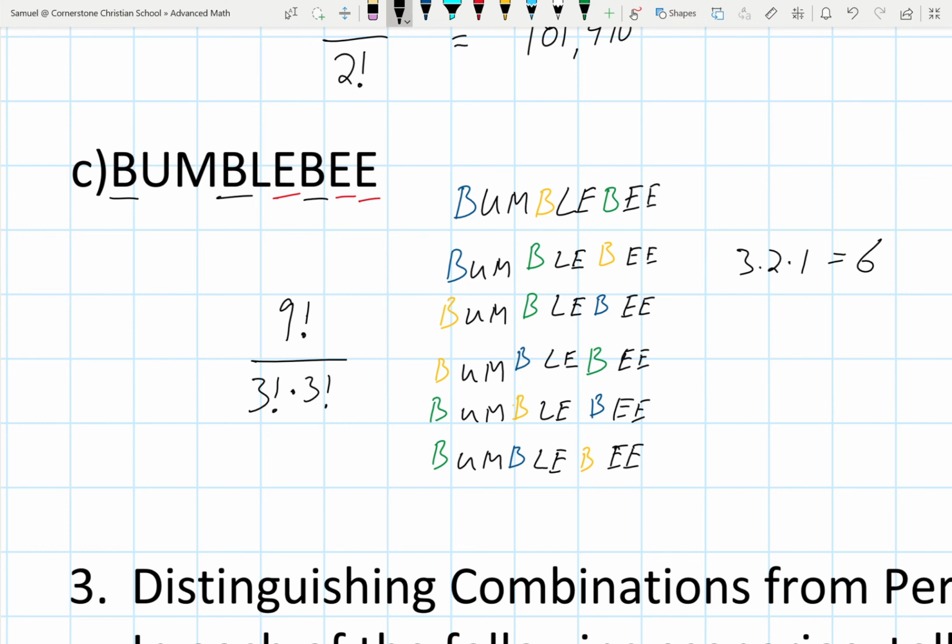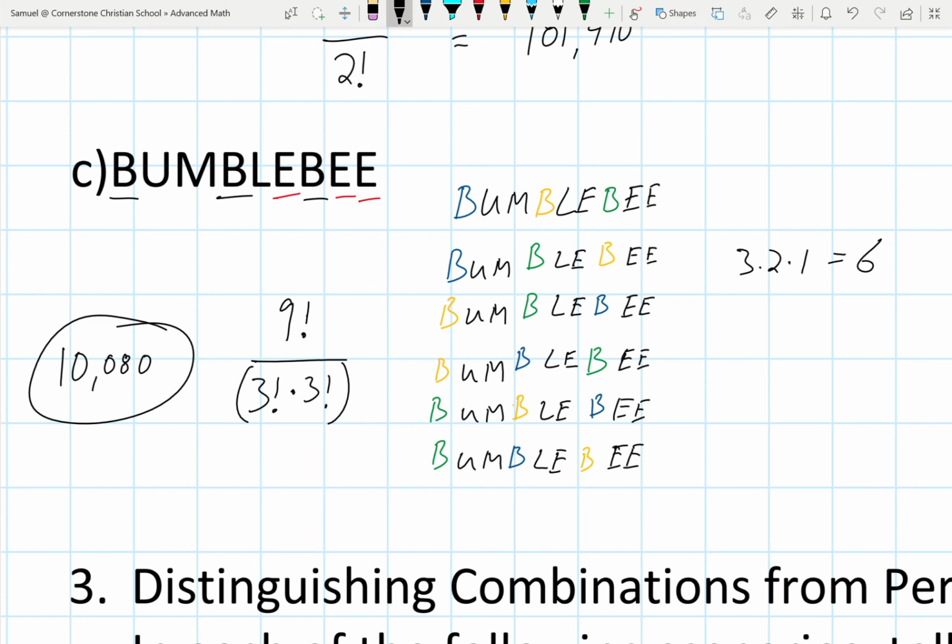So now when I take 9 factorial divided by, and again, if you're entering this in your calculator, make sure this is in parentheses, 3 factorial times 3 factorial, there are only 10,080 different possible distinguishable permutations in this case. Again, that's because the B's can go and switch around 6 times. The E's can do the same thing 6 times. 3 factorial is 6, 3 factorial is 6.